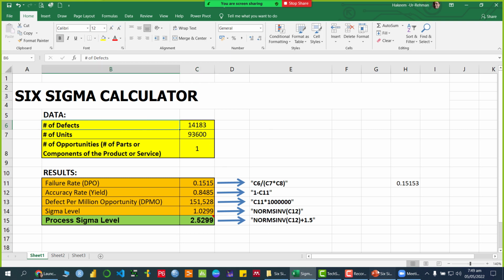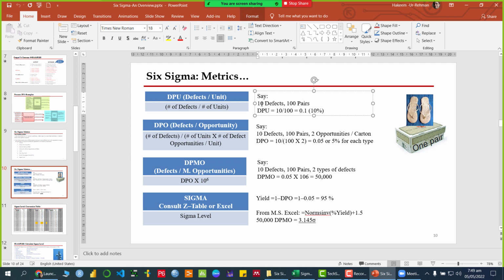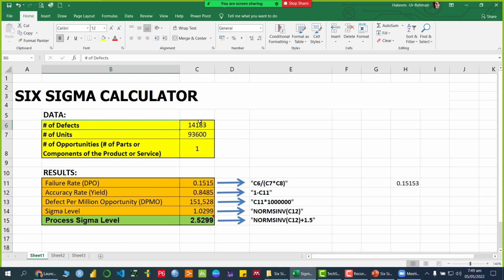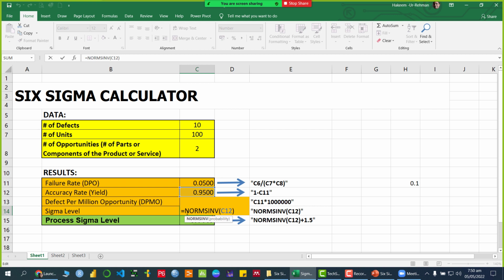Okay. So right now, if I'm considering this particular example, the number of defects are 10. The number of units were 100. The number of opportunities was 2. So the rest of the things, we have applied this particular formula in order to quantify the sigma level. As we can see, this sigma level is a short term sigma level. Over here I have applied NORM.S.INV and the value of yield, which is 0.95.